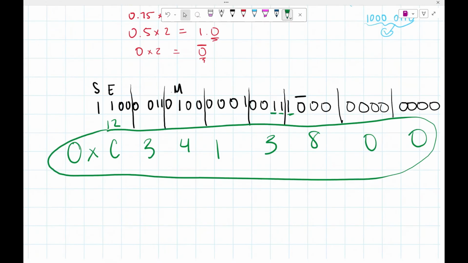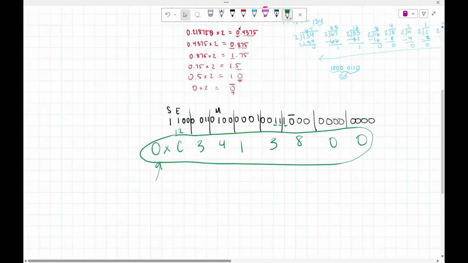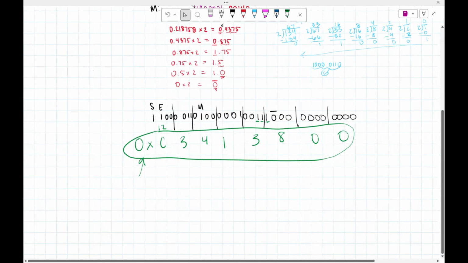And hexadecimal is denoted like this. So you put that 0 and then the X and then the hexadecimal number. So yeah, that's how IEEE is represented.